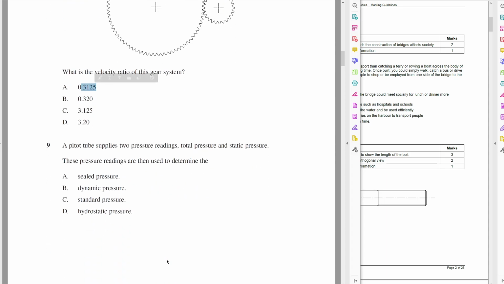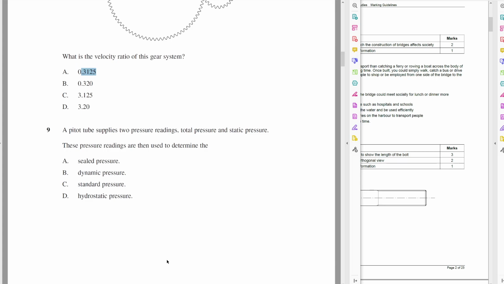Okay, so when we take 25 divided by 80, we're going to get a number less than 1, which is A. Okay, so a pitot tube supplies 2 pressure readings, total pressure and static pressure. These readings are used to determine, I'm going to risk being wrong on the internet here. Let's have a look. B is correct.